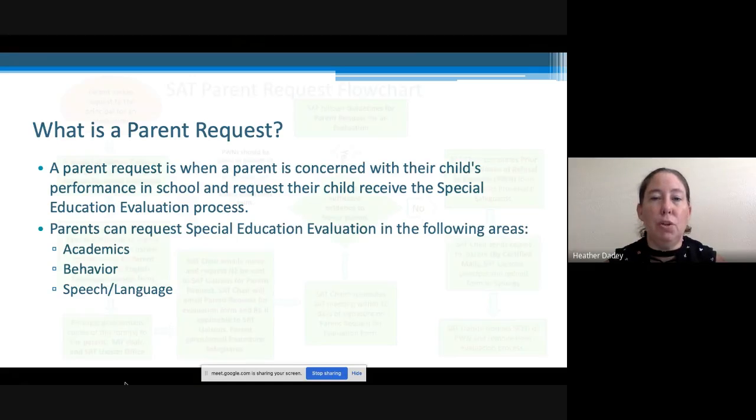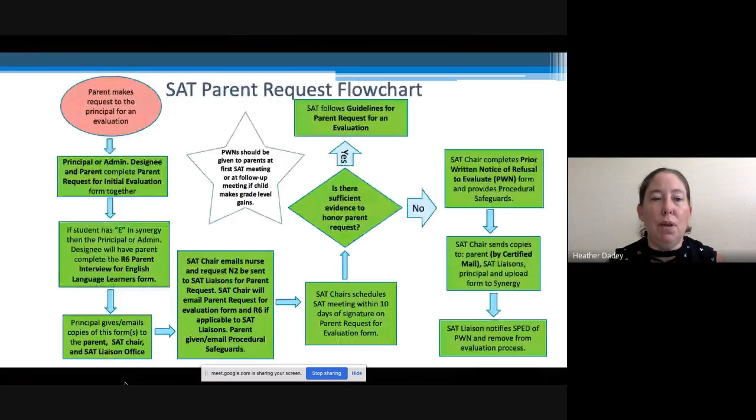Here is a flow chart showing the parent request process. It begins with the principal or the admin designee. The principal will meet with the parent and fill out the parent request form in the office of the admin. They will also fill out the R6, which is the parent interview for English language learner form, if they have an E in Synergy, which means they're an ESL student. The principal is then going to give a copy of that form to the parents. They're going to email the SAT chair. They're going to email the SAT liaison office.